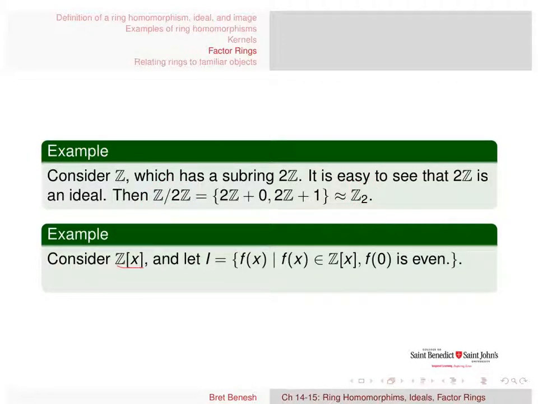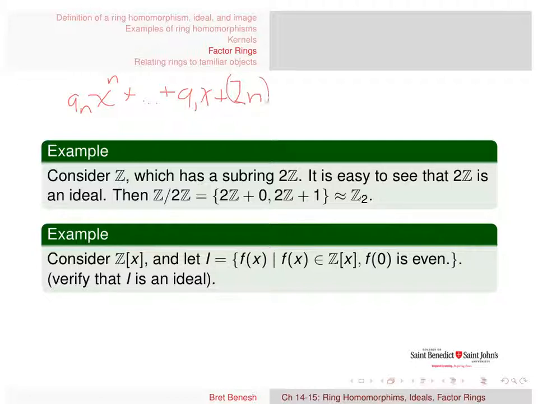Here are the polynomials with integer coefficients. Let the ideal be that the constant term is even, right? f of 0 means the constant term. So you should verify that this is an ideal, and maybe I'll just do that for you. If you have a_n x^n plus and so on plus a1 x plus 2n, this will be the constant term. You need f of 0 is even. Here's f of 0.